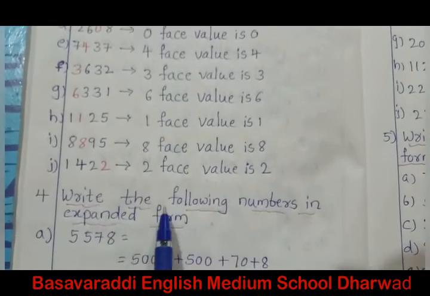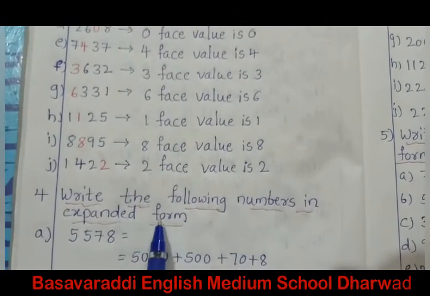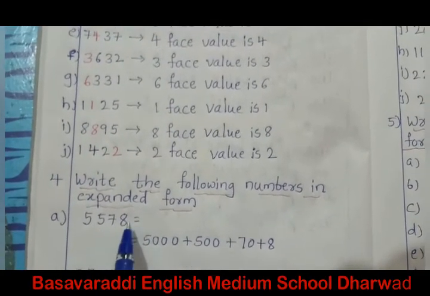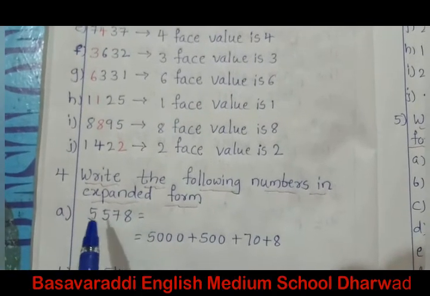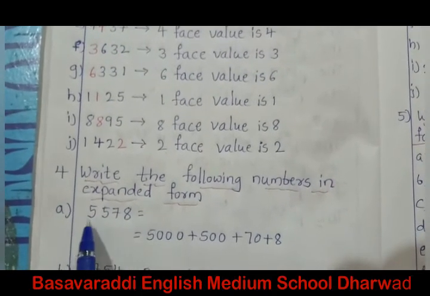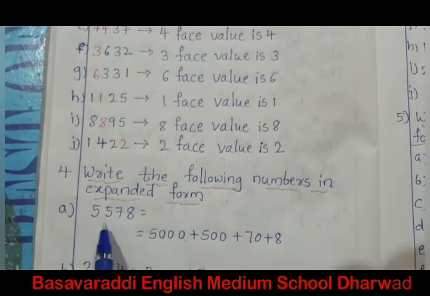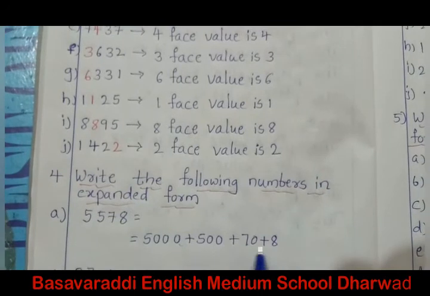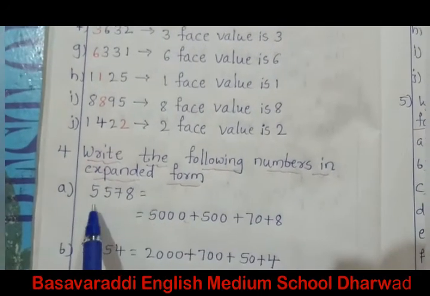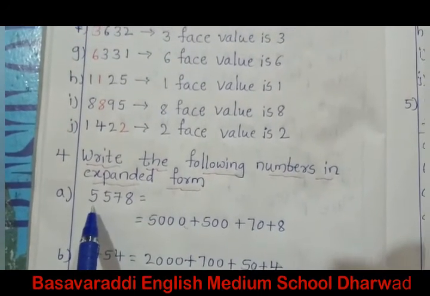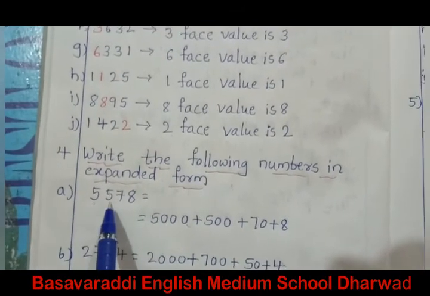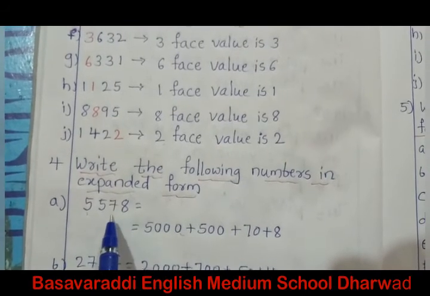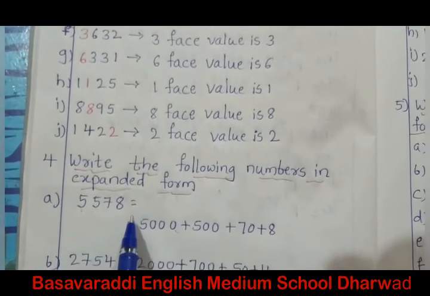Fourth one, write the following numbers in expanded form. We have to write the expanded form. This is a standard form. So this is the ones, tens, 100 and 1000. So 5000 plus 500 plus 70 plus 8. This is what? Expanded form. So you can write down 5 into 1000 plus 5 into 100 plus 7 into 10 plus 8. Like this you have to write down, no problem.